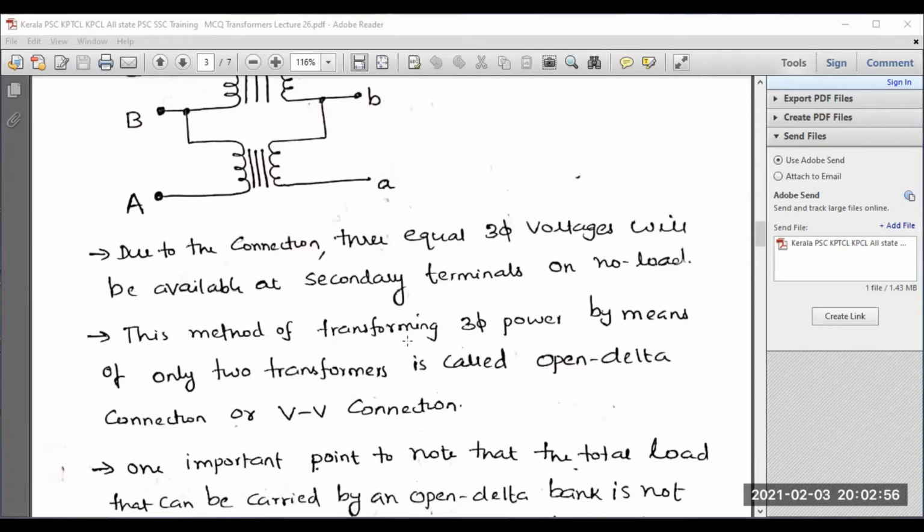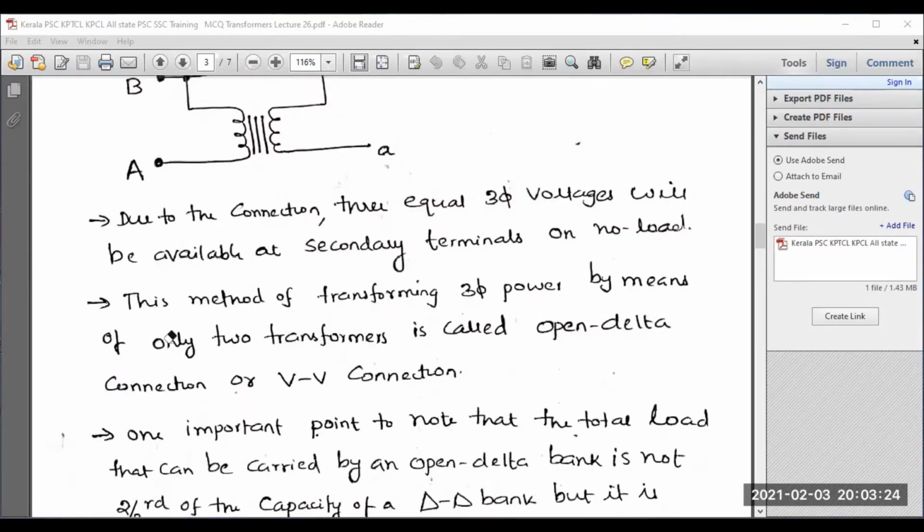This method of transforming three-phase power by means of only two transformers is called open delta connection, or you can call it VV connection. It is done in some cases and it is economical. But there is a constraint. Why it is economical, I will tell you later. Okay, so let me elaborate.